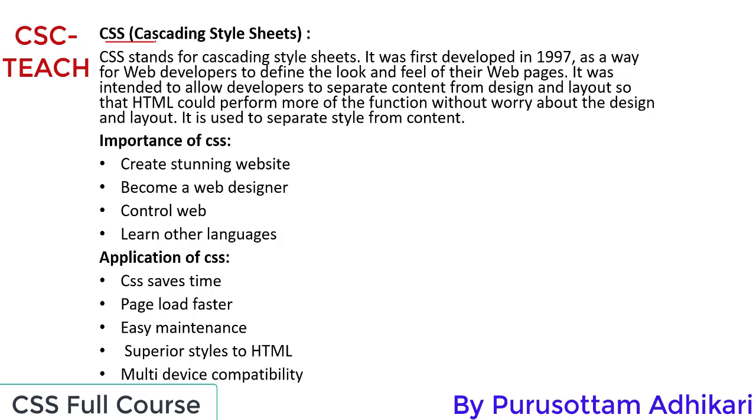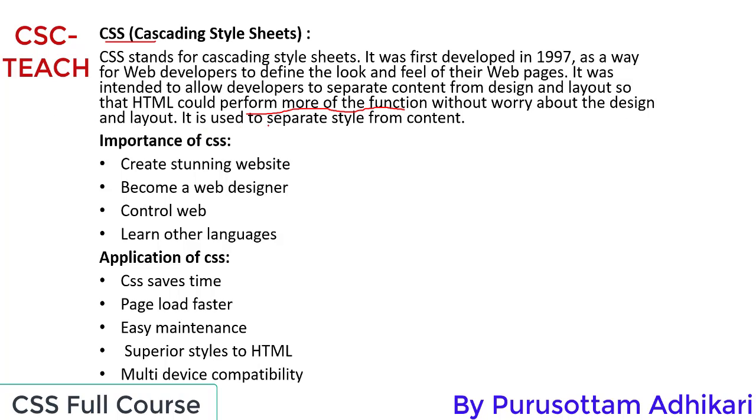CSS stands for Cascading Style Sheet. It was first developed in 1997 as a way for web developers to define the look and feel of their web pages. It was intended to allow developers to separate content from design and layout, so that HTML could perform more functions without worrying about design and layout.